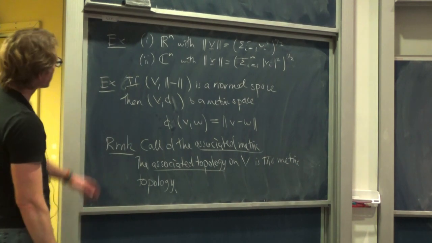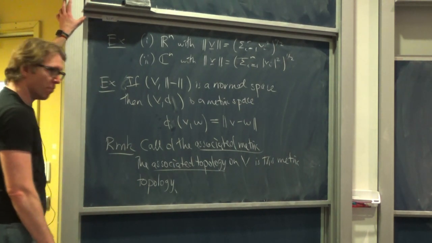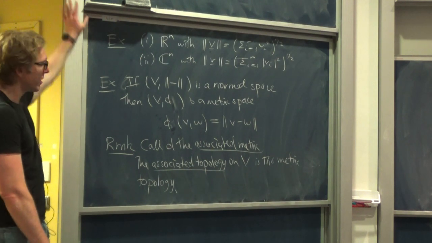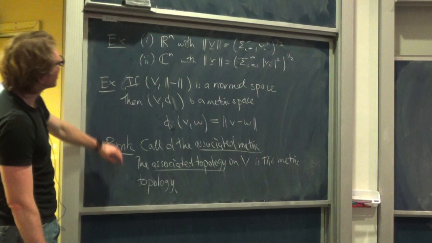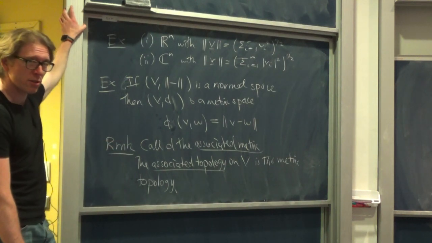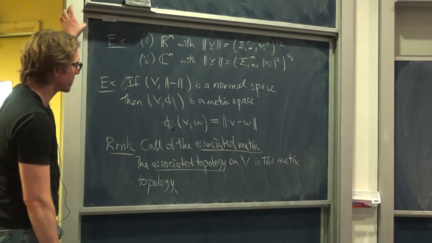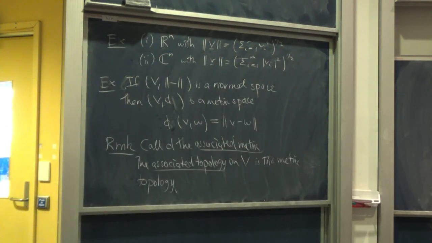Okay, exercise. Check that the vector space operations are compatible with that topology. That is to say that if I give V the topology that I've just defined, then the addition and scalar multiplication operations are continuous. That is, this is a topological vector space. Right. Okay.